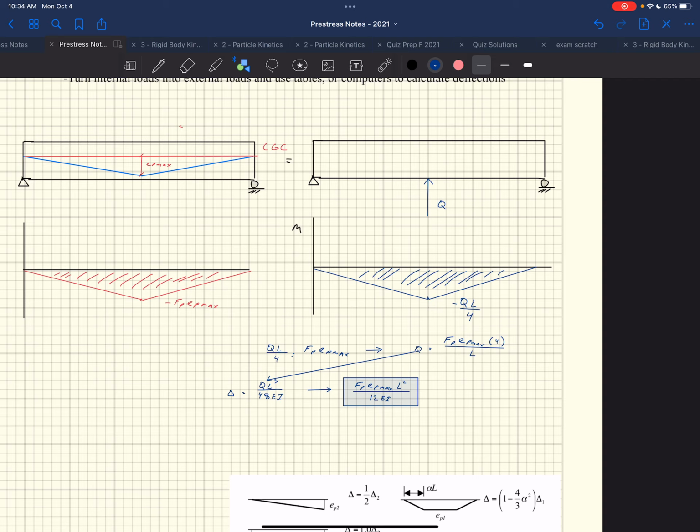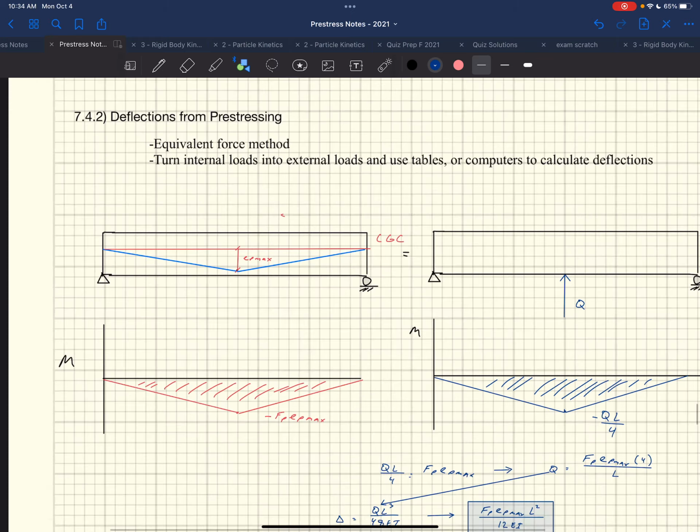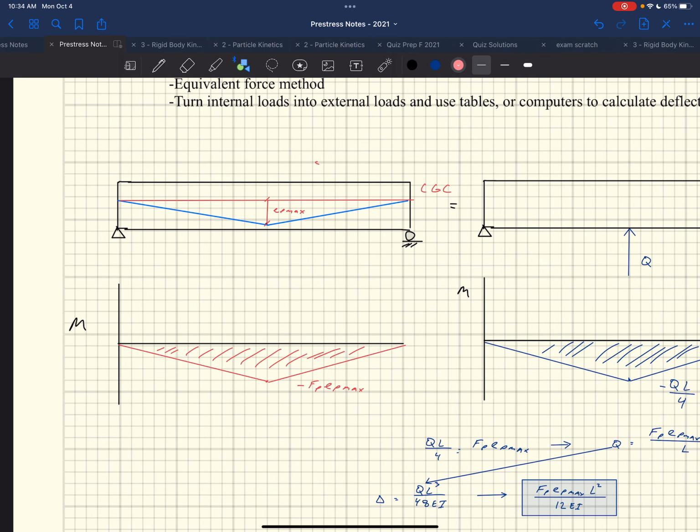Does that make sense? If my depressed points were like that, then in my moment diagram I would have moments at the end. This thing would be shifted up a little bit. And so you'd have to look at the combo of loads that would give you the same moment diagram. And the combo of loads would be a constant, which would shift it, and then the point load, which would give you the V shape to it.